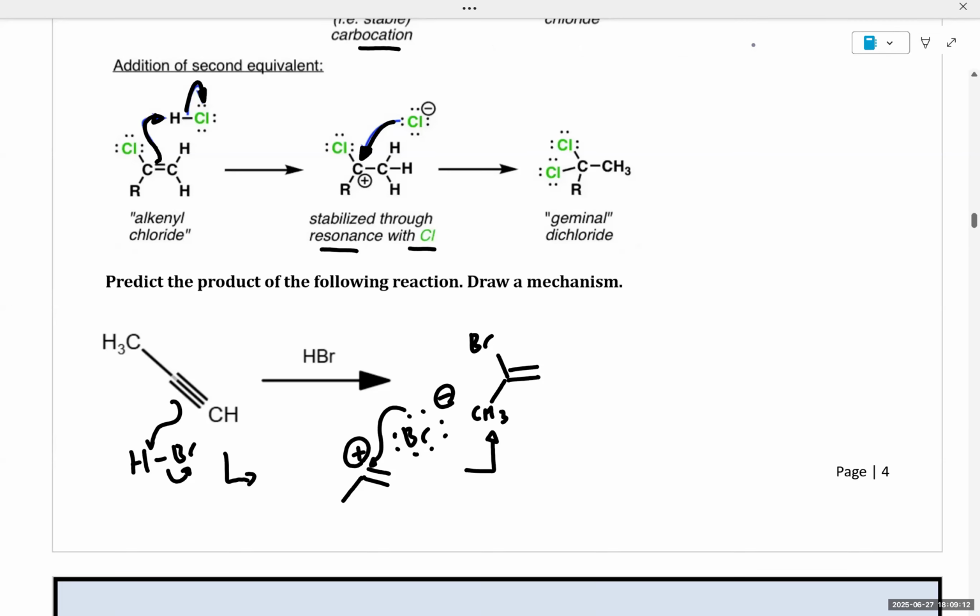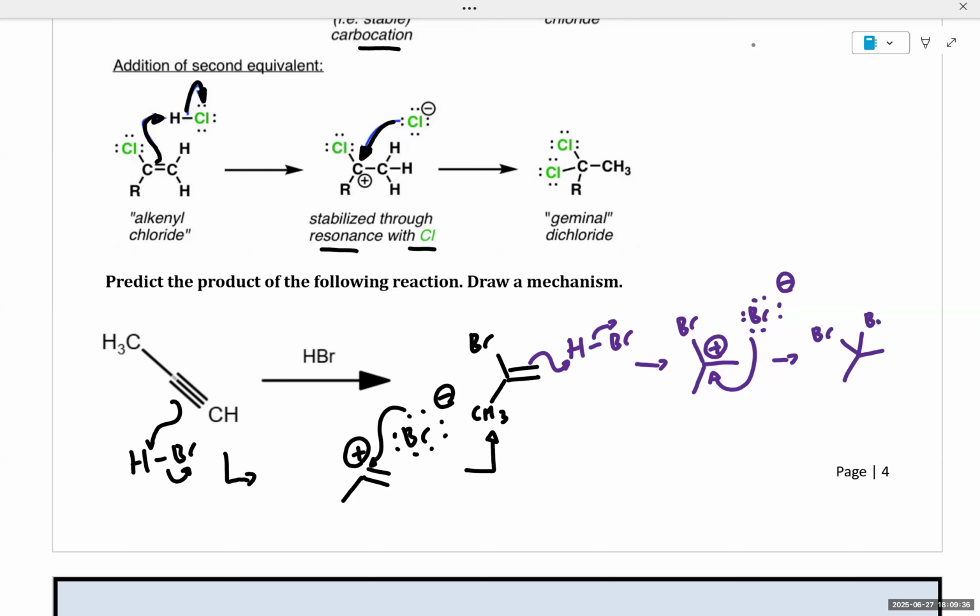Unfortunately, this vinyl halide is usually not going to be very long for this world, in that it will immediately be protonated, which in turn will generate a resonance stabilized, highly substituted carbocation, which is then attacked by a second equivalent of bromide ion, which in turn gives us the gem dibromide product. As you can see, this is the carbon that ends up here in the final molecule.